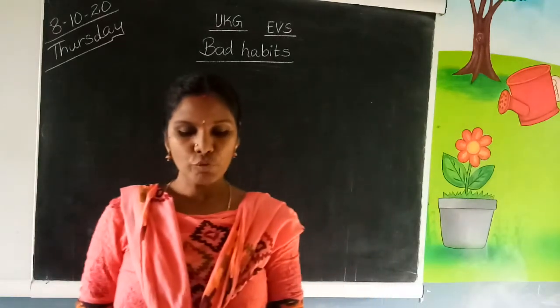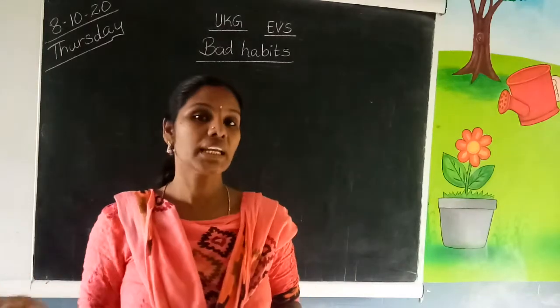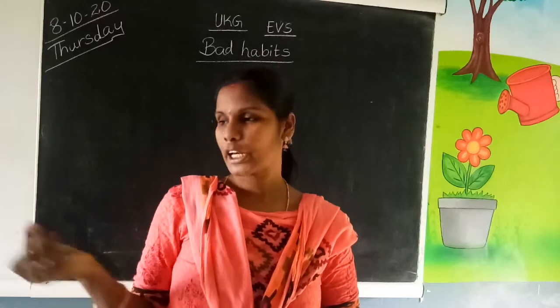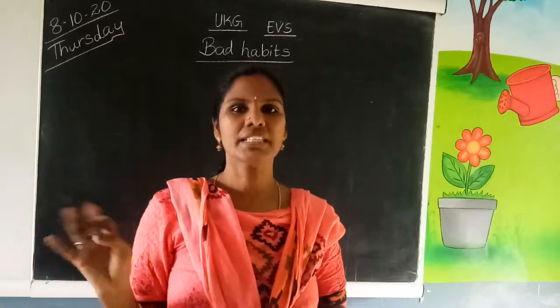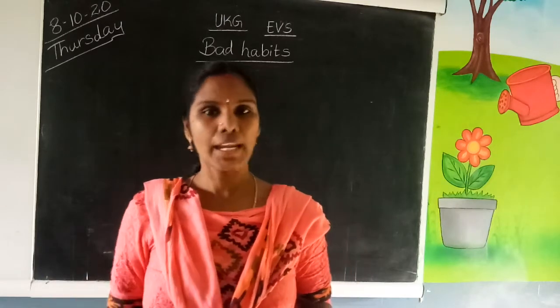Do not write on the walls of your house or classroom. So, whether in the classroom or near your house, do not write anything on the walls. Okay? If we get a crayon or a pen, we make random scribbles. You should not scribble. Okay? You should not write such random scribbles on walls.